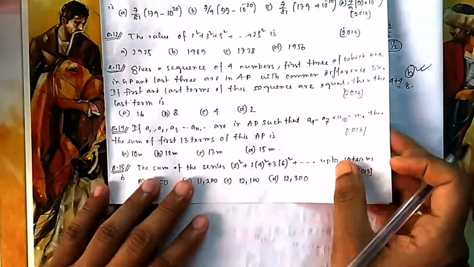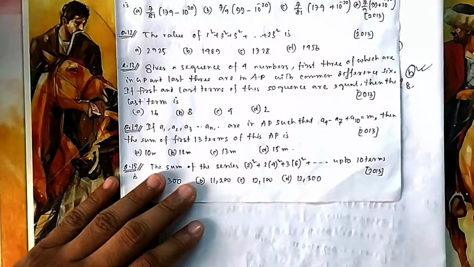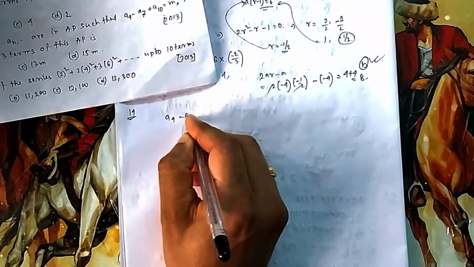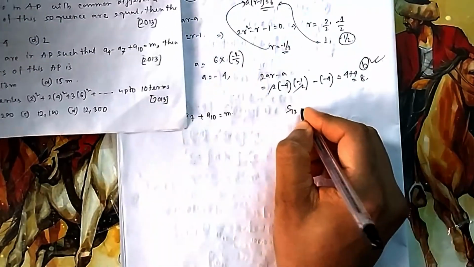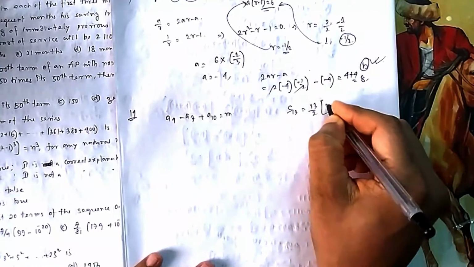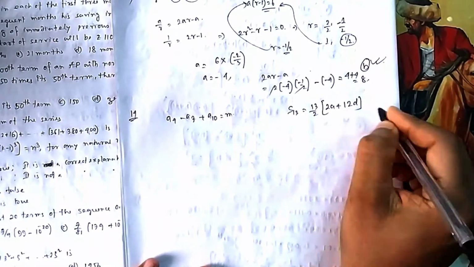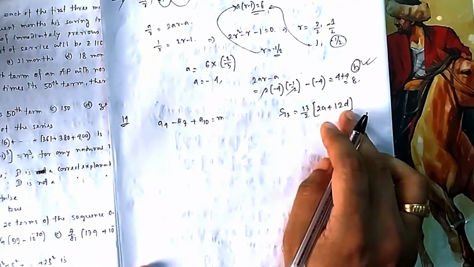Now if you come to 14, if these three are in AP such that this is given, then the sum of the first 13 terms. Okay, what is given to us? Let us deal with this one. This is given to us, and they have asked you to find the sum up to 13 terms. For the sum up to 13 terms, what do we need? 13 by 2, 2A plus n minus 1, 13 minus 1, that is 12D. So we need this type of thing. Or if you take 2 common, also A plus 6D.